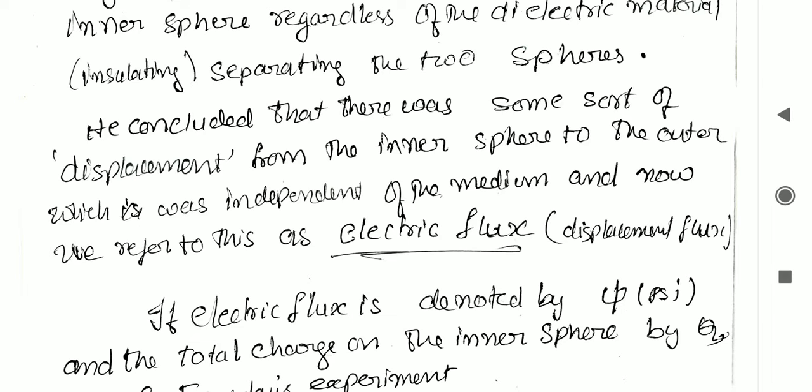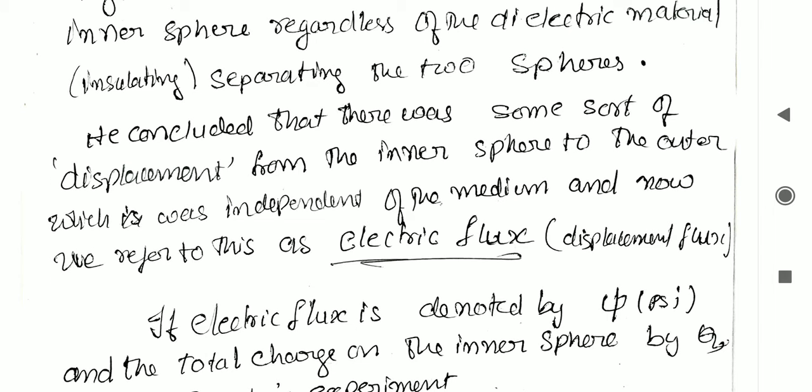If the inner sphere has a charge of plus q, the total charge present on the outer sphere will be equal to q but of opposite sign, that is minus q. If you place a positive charge at the inner sphere, you get a negative charge at the outer sphere. If I place a negative charge at the inner sphere, I get a positive charge at the outer sphere, but the magnitude of the charge remains the same. Because of the effect of the flux, some imaginary field displacement, we call that electric flux.